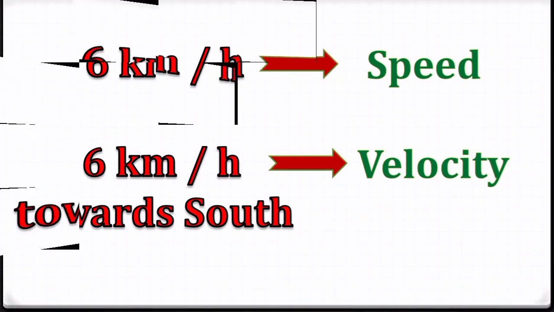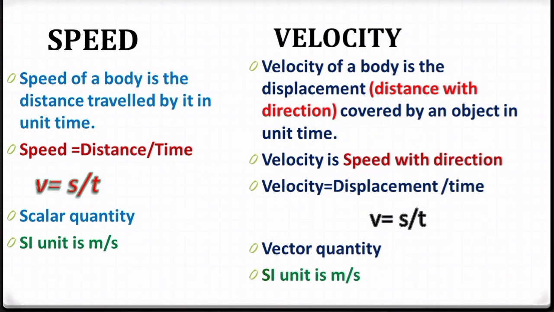Children, speed and velocity are actually the same. The only difference is velocity has direction associated with it. Velocity is speed with direction. And that is why both of them share the same SI unit, meter per second.